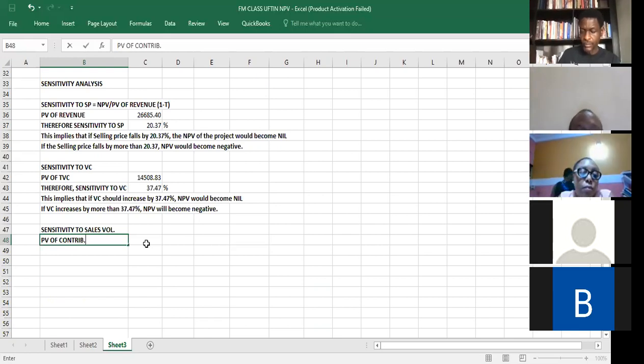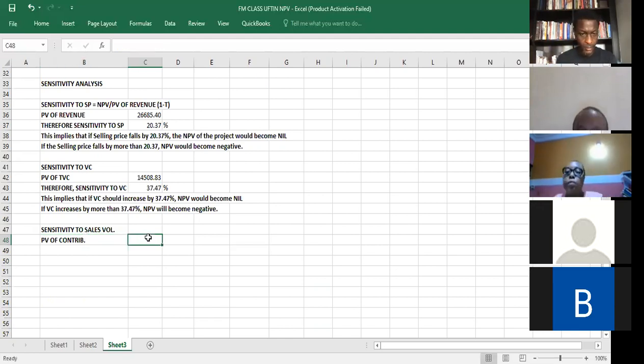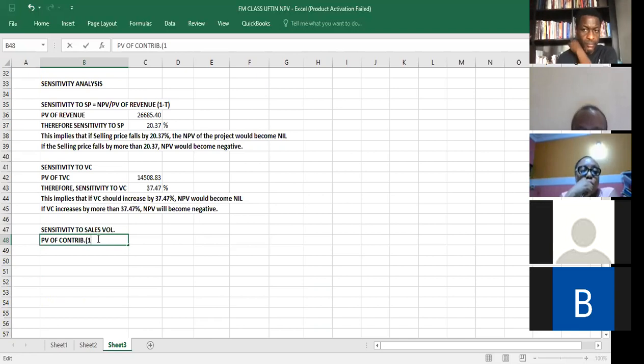I hope my screen is not lagging. If it is not lagging, then just focus on this next one and you get the same concept that we have used in the two above. So for sales volume, we said we are going to use contribution. So first of all, let's get our PV of contribution. Madam Faith, I can do this one with 1 minus T, right? Yes, okay.